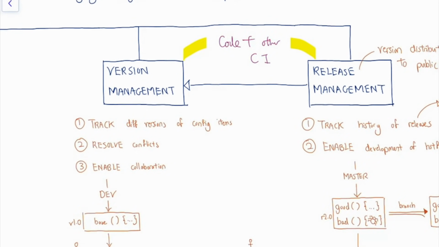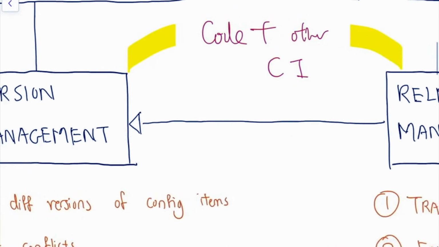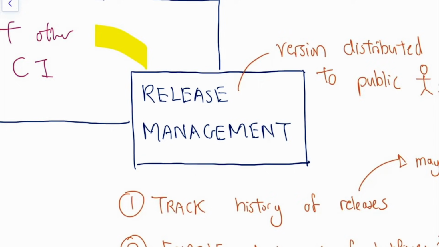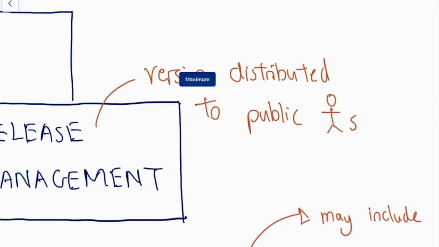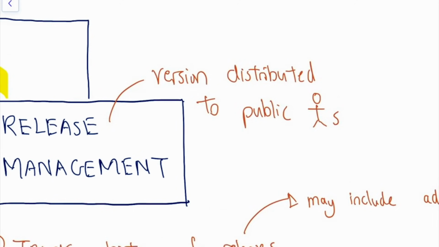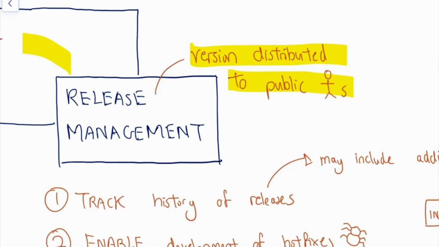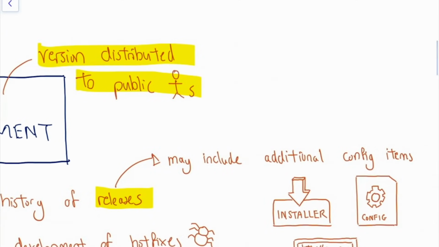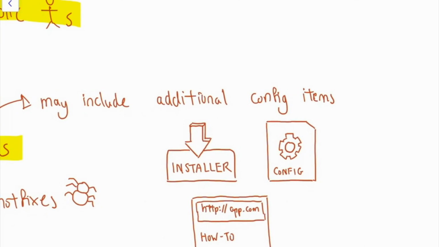Which is version management as well as release management, which are related. Because basically, a release is a type of version, a type that is distributed to public users. And the fact that it is released to public users means that it may include additional config items.